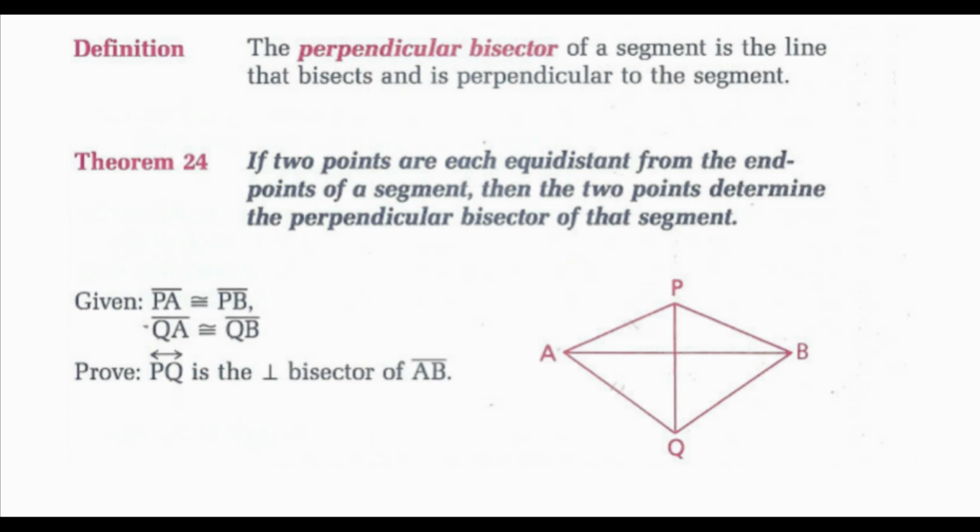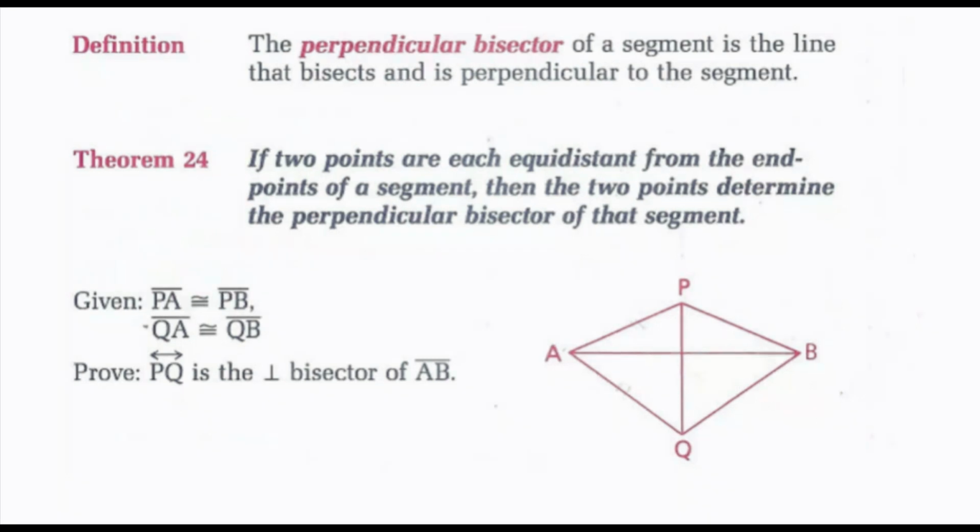This leads us to a theorem. If 2 points are each equidistant from the endpoints of a segment, then the 2 points determine the perpendicular bisector of that segment. I can prove this theorem using the definition of perpendicular bisector and congruent triangles. So in my diagram, I'm given that segment PA is congruent to segment PB. Segment QA is congruent to segment QB. I want to prove that line PQ is the perpendicular bisector of line segment AB.